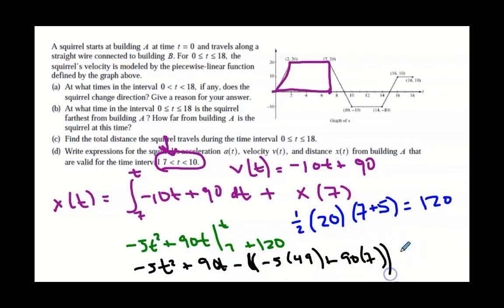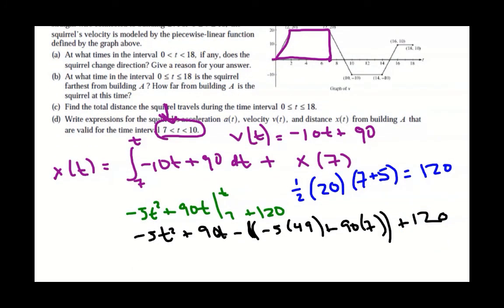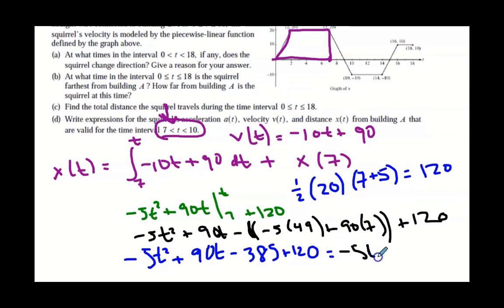And notice that I have parentheses around this whole expression here to distribute this negative sign. And then I will, in the end, add 120 to this, because that was the squirrel's position at time equals 7. So to finalize my work here, I'm going to have negative 5t squared plus 90t, and then when I have negative 5 times 49 plus this 630, I end up with 385, which I'm subtracting, plus 120, and negative 385 plus 120 combines to be negative 265. So my final answer for x of t is negative 5t squared plus 90t minus 265.